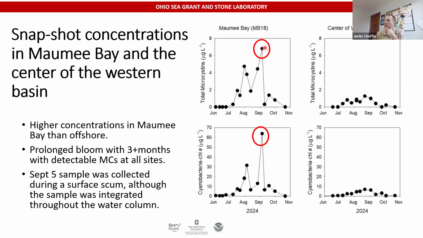This high peak in Maumee Bay on September 5 was collected during the scum, although our samples do account for scums and non-scums, so it was a depth-integrated sample. There was a lot of bloom biomass being pushed into Maumee Bay at this time.